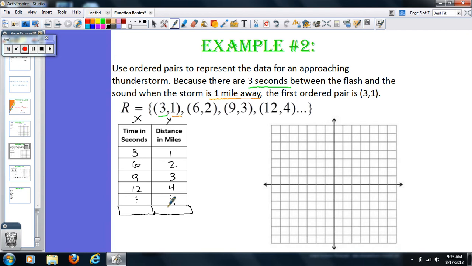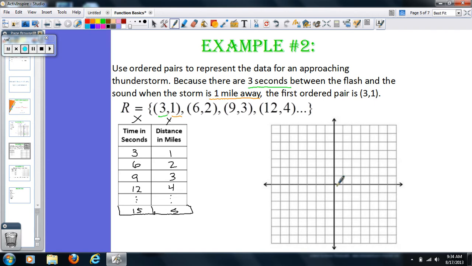All right, so ignore the dots. If I did the very next one, this would be 15 and 5. And I could go all the way out, as far as we possibly could, out to 100. You'd have 300 here, which means this would be 100 miles away. Now we're going to plot these points right here.